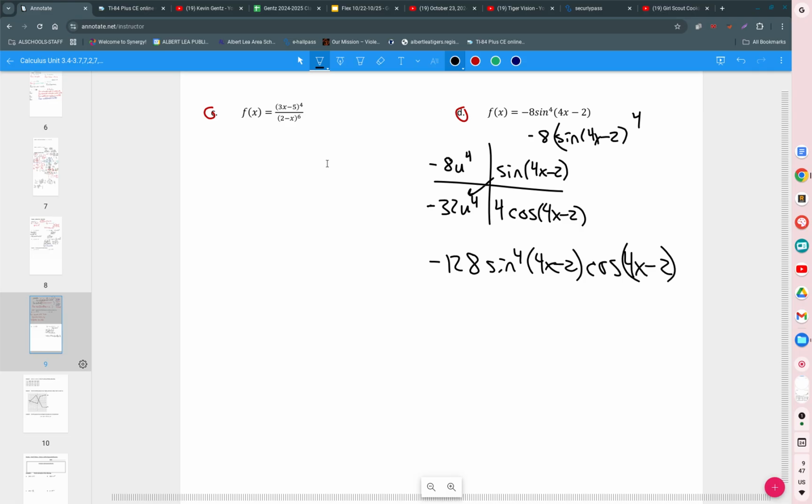Wouldn't it be to the third? Because when you did the derivative of -8u to the 4th, shouldn't it be -32u to the 3rd now? I ate a bowl of stupid for breakfast.